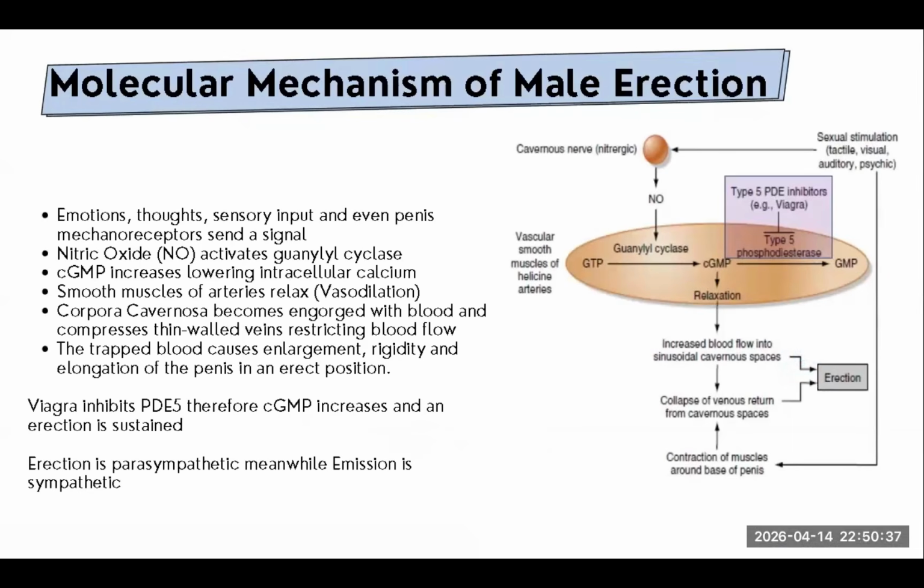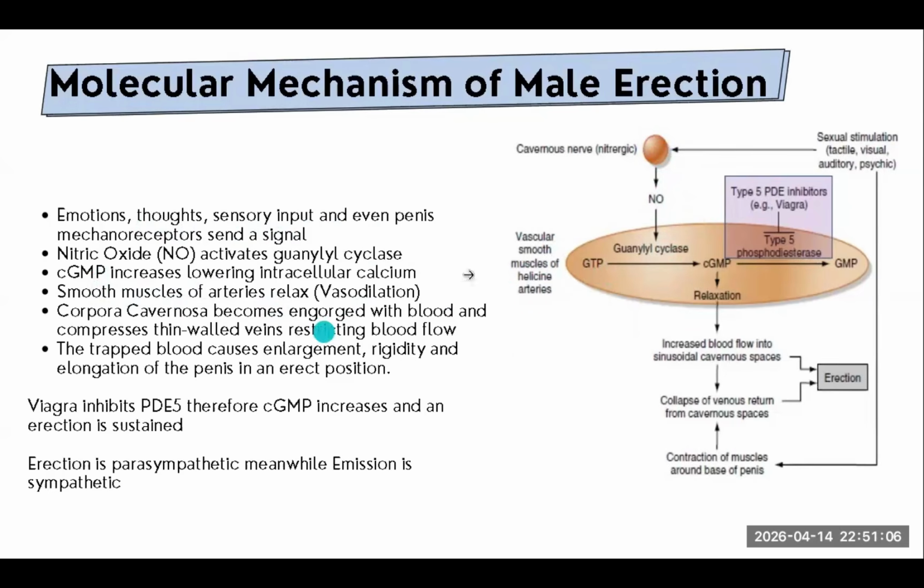And now let's talk about the molecular mechanism of a male erection. It's very simple, looks complicated. Don't worry about it, very simple. Let's go step by step. Firstly, emotions, thoughts, sensory input, and even penis mechanoreceptors may send a signal. It doesn't matter, okay? This signal then leads the nerve to release nitric oxide.